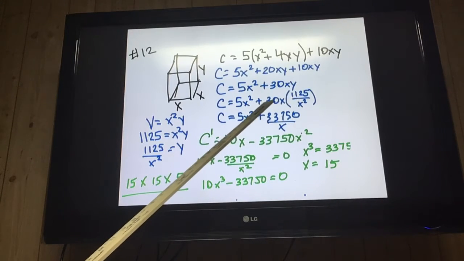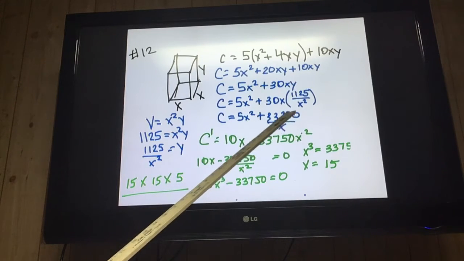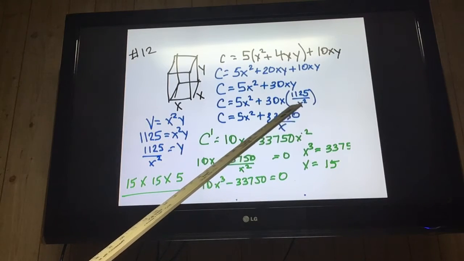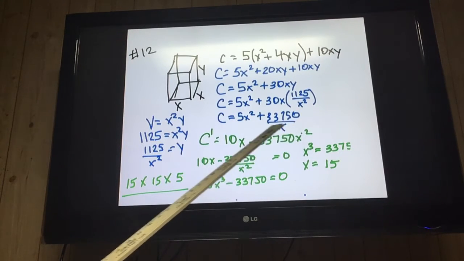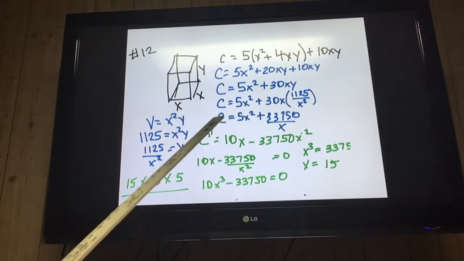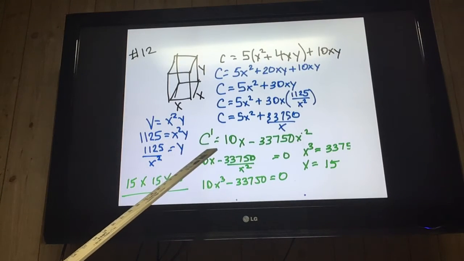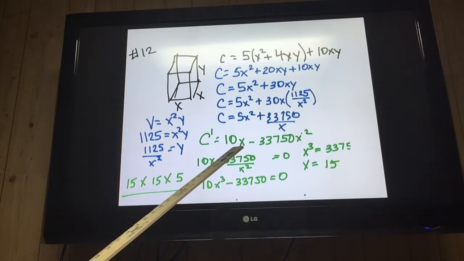I'm going to simplify again. Multiply 30 times 1125 is 33,750, and x over x squared is just going to be 1 over x. So here's my cost in terms of x, which is what I want. Again, I want to minimize, so what do I do? I take the derivative. Derivative of 5x squared is 10x.